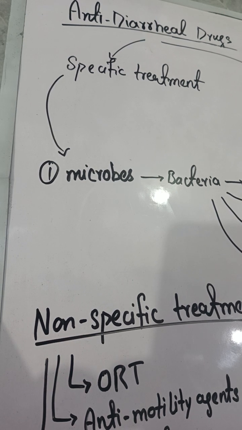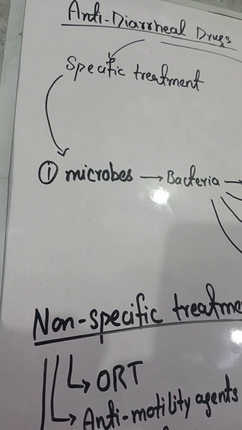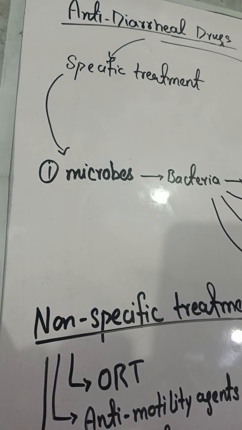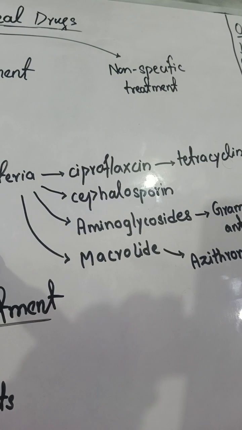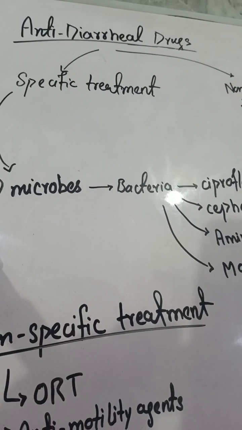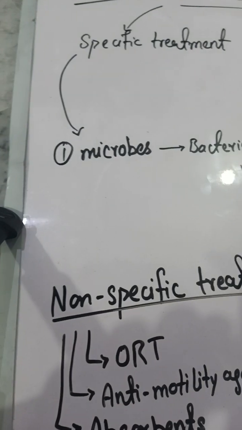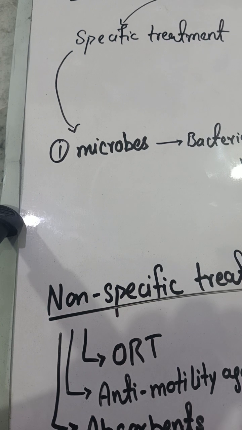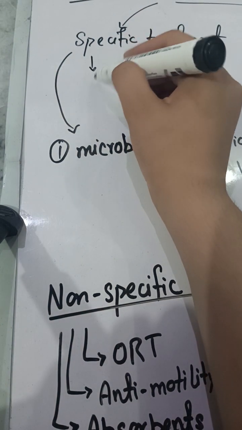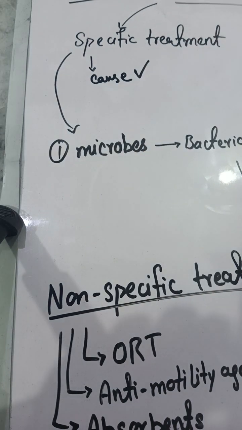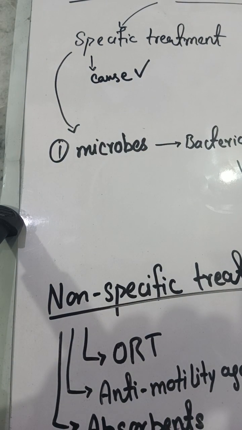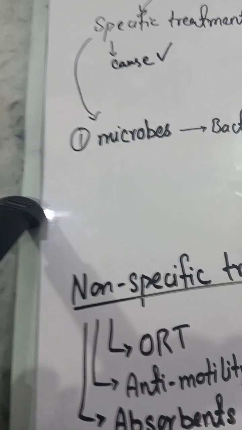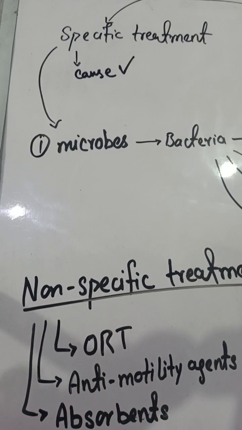Before we start these drugs, I am telling you that the treatment of diarrhea consists of two types. The first treatment is the specific treatment and the second is the non-specific treatment. So what is meant by specific and non-specific treatment? Specific treatment means that you know the cause of diarrhea, what kind of thing is causing it. Diarrhea can occur due to various reasons, due to osmosis, due to some kind of microbes, due to some kind of bacteria. So if you know the cause, then your treatment will be easy.